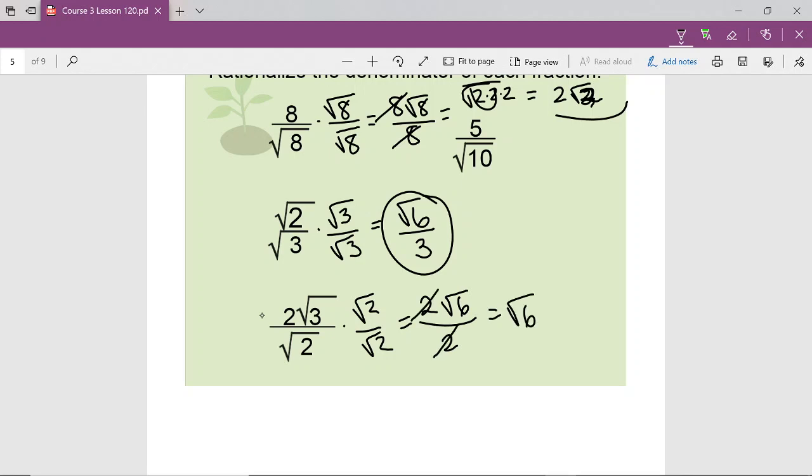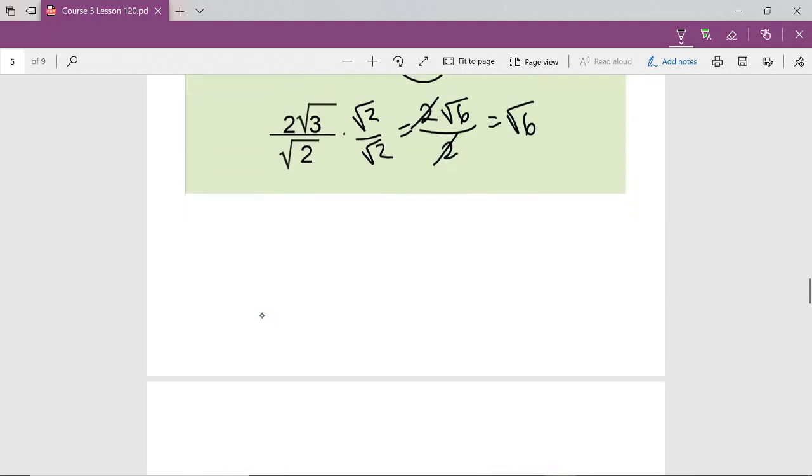And lastly, 5 over root 10. Square root of 10 over root 10 equals 5 root 10 over 10, and simplify the 5 and 10 to 2. Our final answer is root 10 over 2. All right, that's all of the official ones.